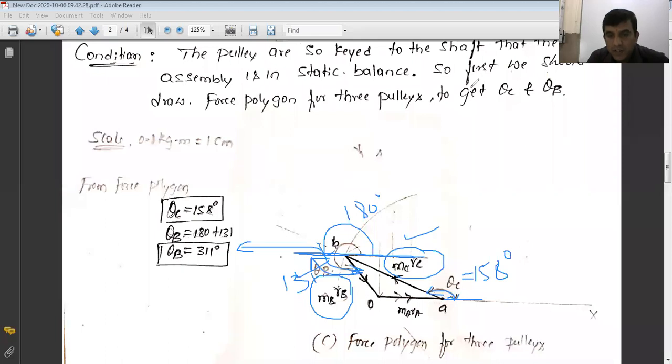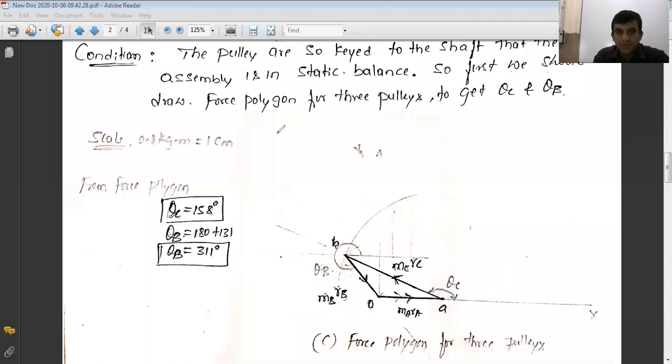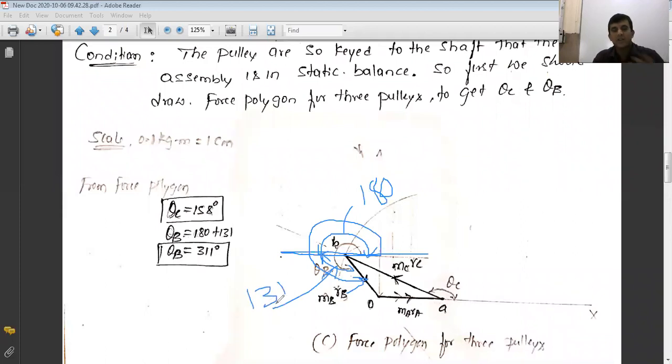Sir, once more, sir. Which point, ma'am? Point B. See that, once you get point B, draw a 0 degree line. I want to measure from the 0 degree line to BO, in the counterclockwise direction. If you have a 360 degree protractor, you can directly measure. If you have a 180 degree protractor, from 0 to 180 degree, this is 180 degree. Plus, then measure this angle in the protractor: this is the 131 degree we get. Then 180 plus 131, you'll get 311 degree. Any doubt regarding this?